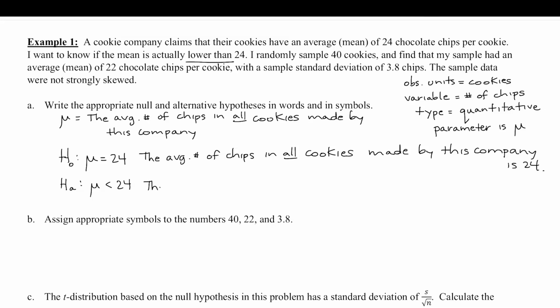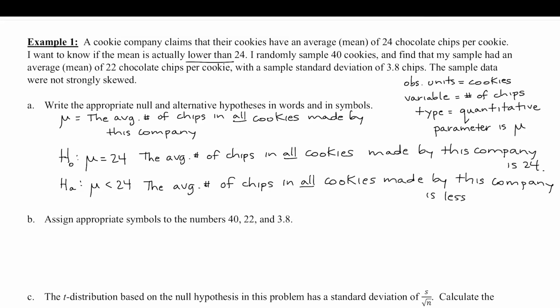And then the alternative, the average number of chips in all cookies made by this manufacturer. So again, the hypotheses are about the all, they're about the whole population. And my alternative conjecture is actually that that average is less than 24.